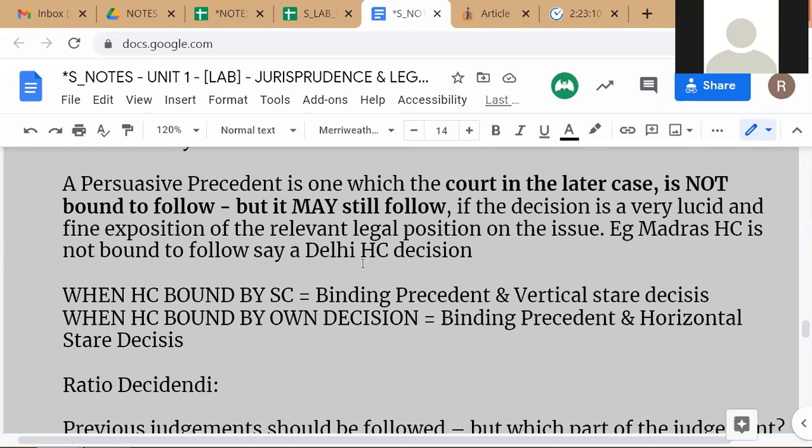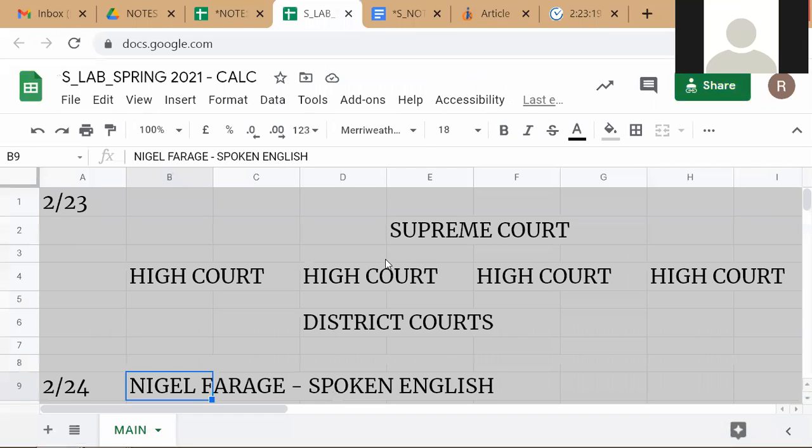So this would be a persuasive precedent, because the Madras High Court is not bound to follow a decision of the Delhi High Court, because it is actually the same level court.